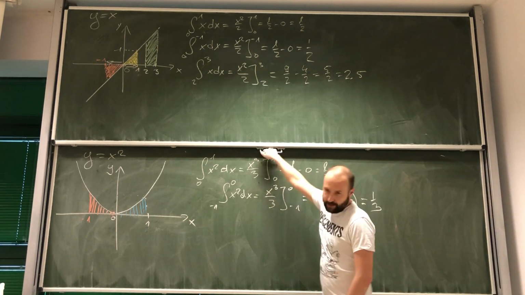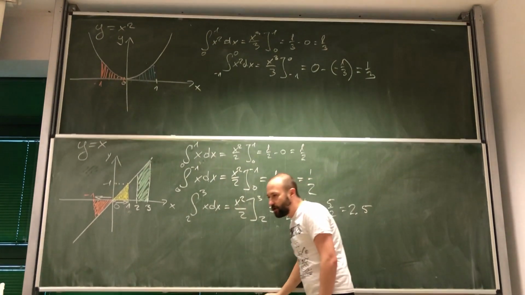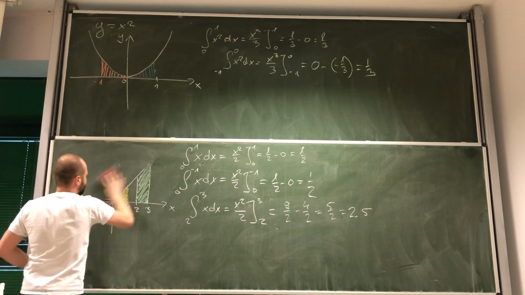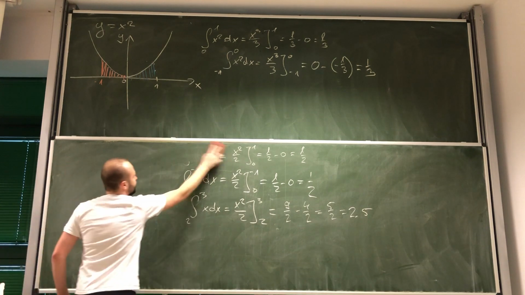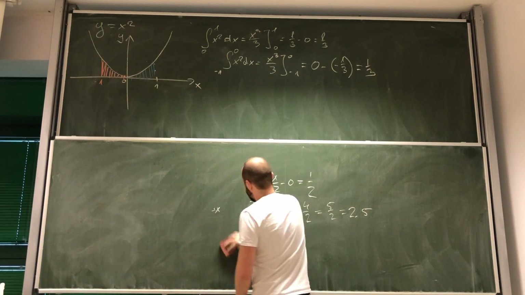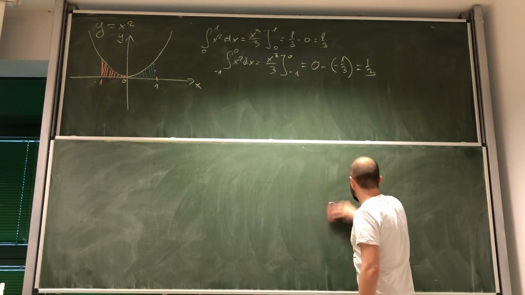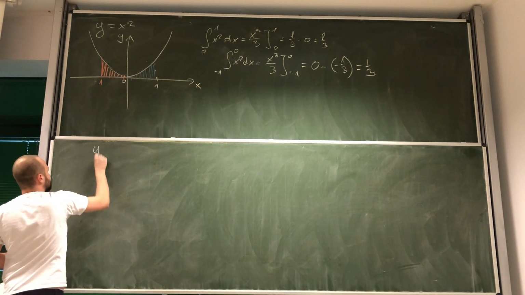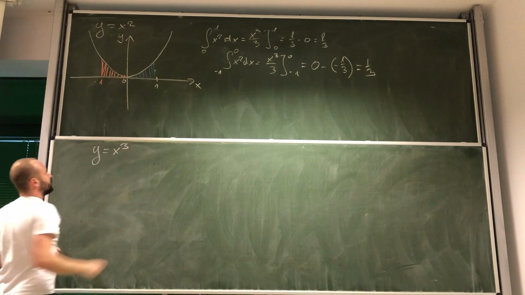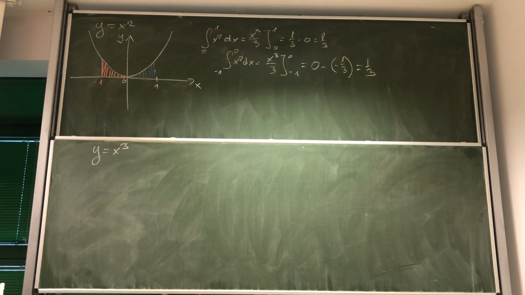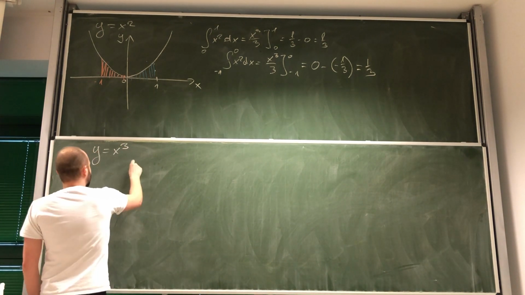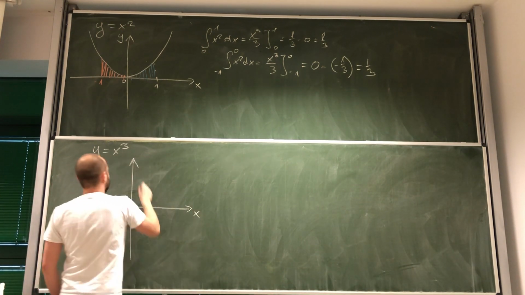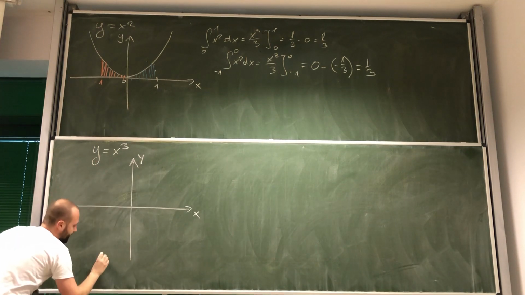Okay, let's make things slightly more complicated. Let's see what the area is below the cubic function, y equals x to the power of 3. So this function looks like that.